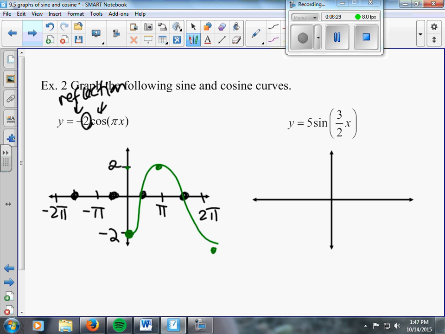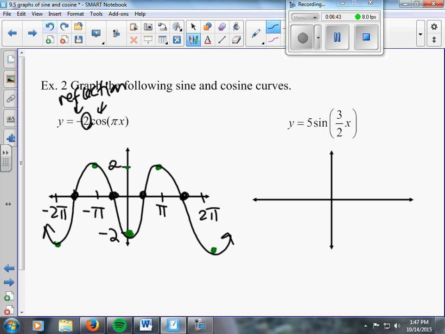I don't want to graph that in green. And at negative pi and 2 pi, I'm going to graph it in black. Okay, so I have already accounted for the negative sign and the amplitude. But what I haven't done at all is adjust for the period, right? And I do have a b value that's not 1 here, so my period will change.